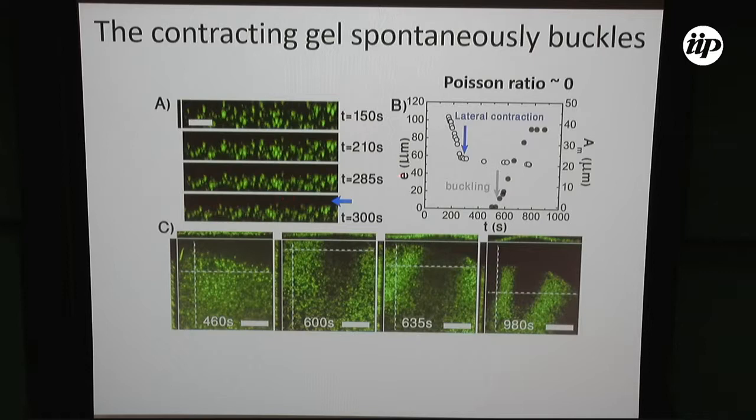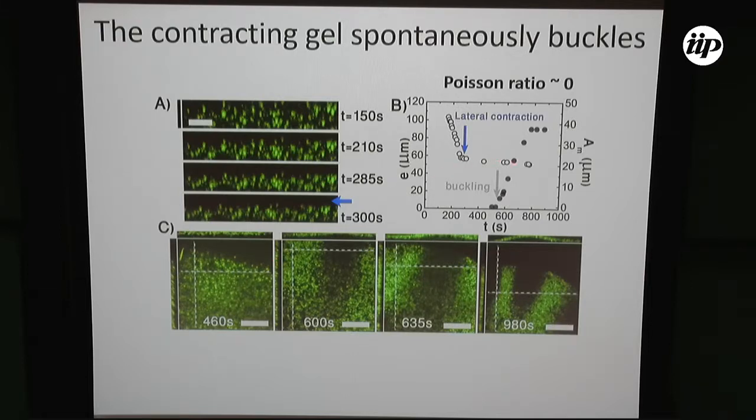And what we did here is we plot the thickness as a function of time. So this is the small e, the thickness as a function of time. And here, at this point, the lateral contraction of the gel that I've shown you before starts. So what you see here is that during this contraction process, the thickness doesn't change too much, by 10% at most. And after reaching a certain size, the system will start to buckle, as I've shown you. So this is the process.